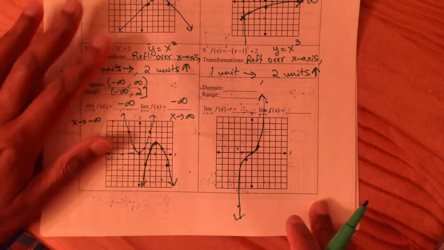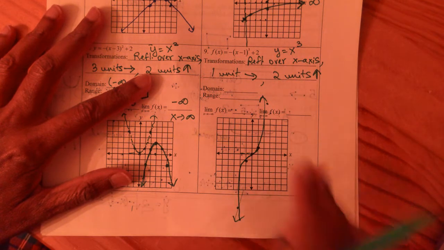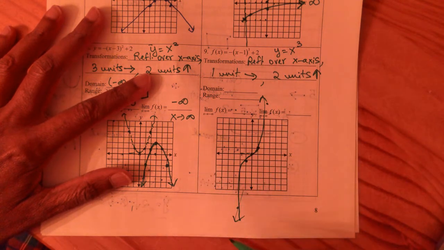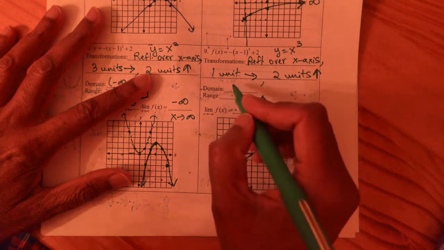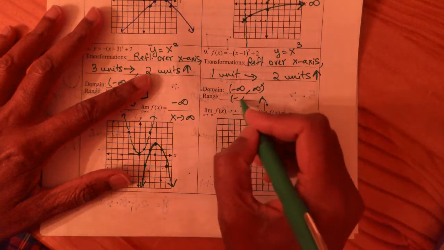And then let's go ahead and look at the domain and range. It's going on forever on both sides, right? Because it's slowly expanding. It may look like a straight line, but it's not. It's slowly expanding. So negative infinity to positive infinity, and definitely so for the range.